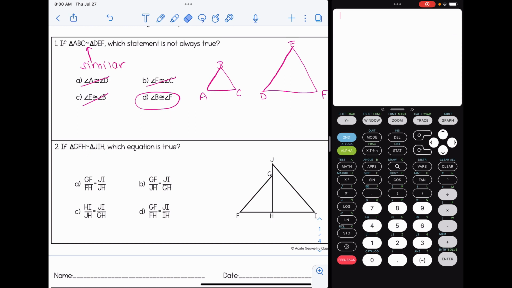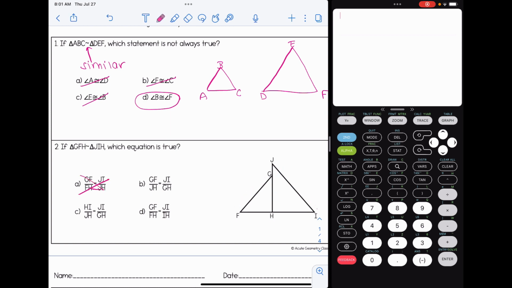So let's look at A, GF and FH. Okay, so GF, then FH corresponds to JI and JH. You can see that that does not correspond. FH and JH do not correspond to one another, so choice A is incorrect.